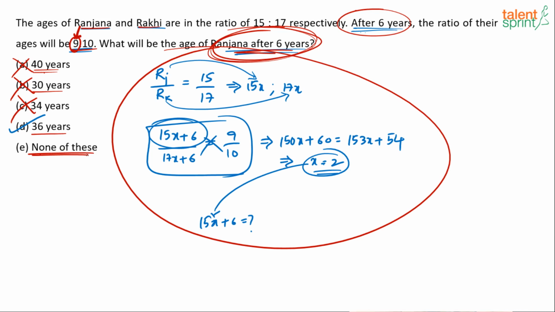Now the challenge is option 5 is none of these. Now suppose option 5, instead of none of these, were, let's say, 42 years. It would be very easy, right? Is option 5 a multiple of 9? No, right? We know that Ranjana's age after 6 years should be a multiple of 9. 42 is not a multiple of 9. So even this is eliminated.